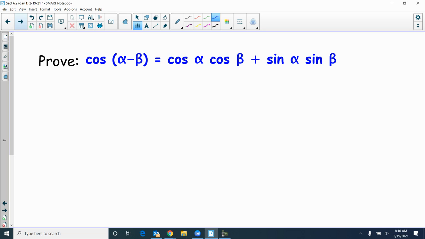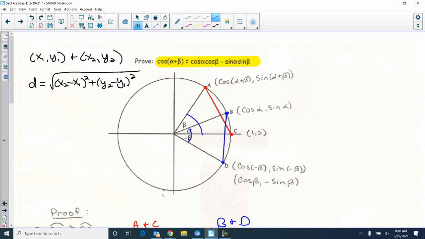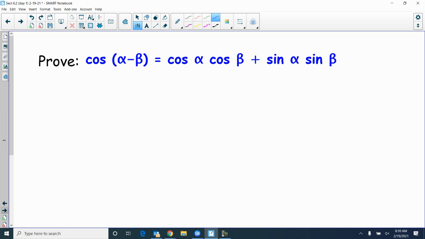Now when it's alpha plus beta, it's the cosine of the first, cosine of the second, minus sine of the first, sine of the second. But when it is cosine of alpha minus beta, it ends up being a plus. So now here's what we're going to do to prove it. It doesn't take many steps, about 4.